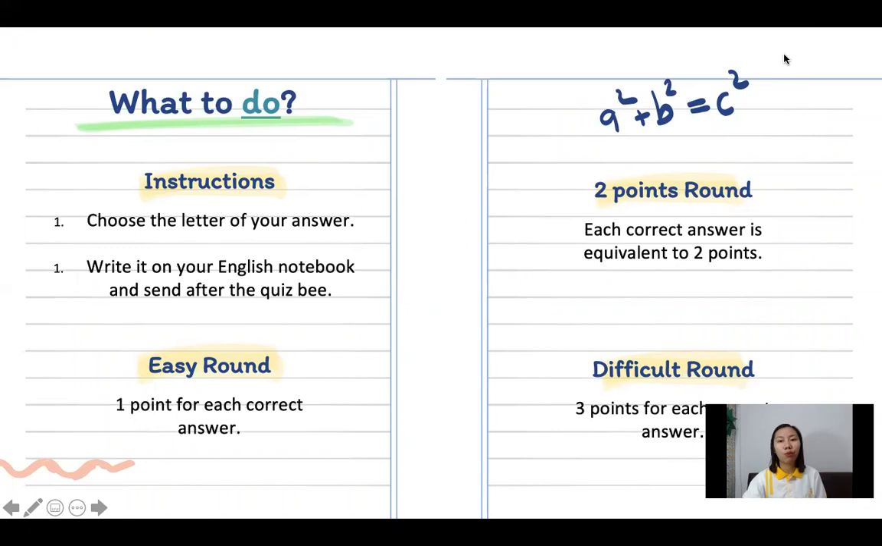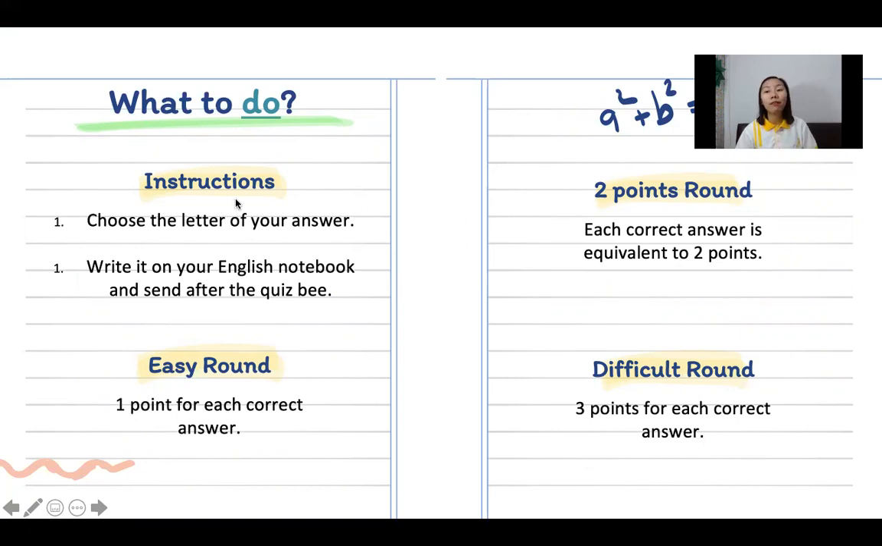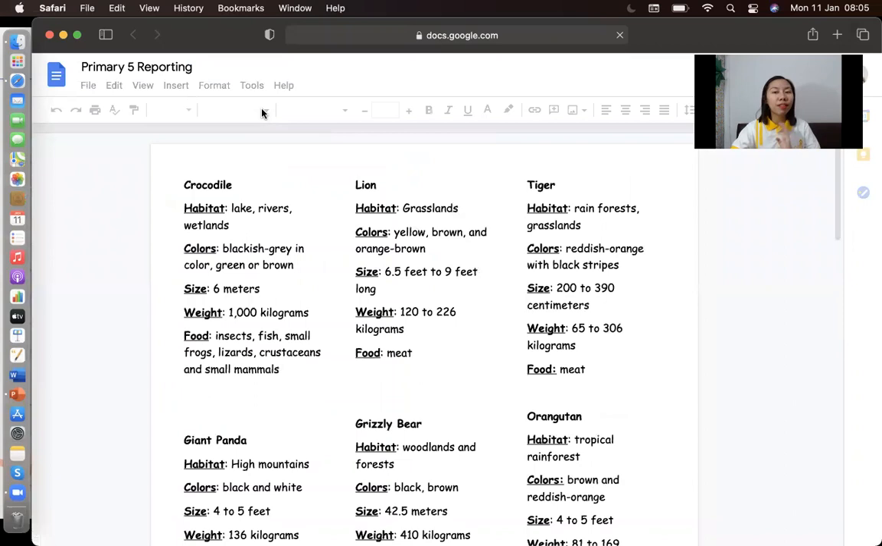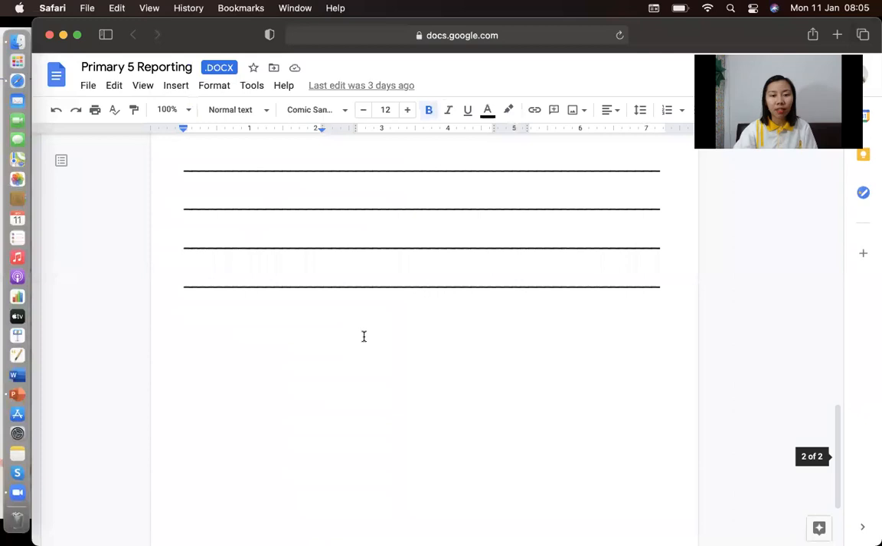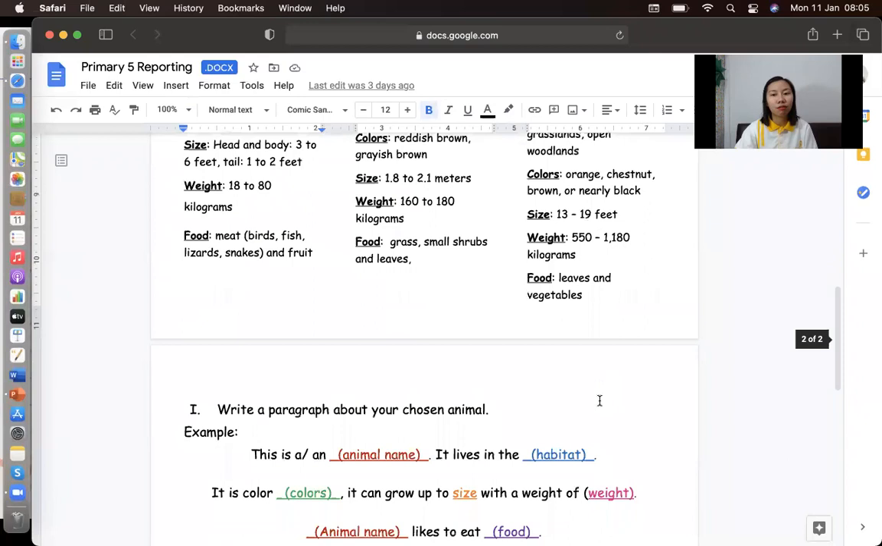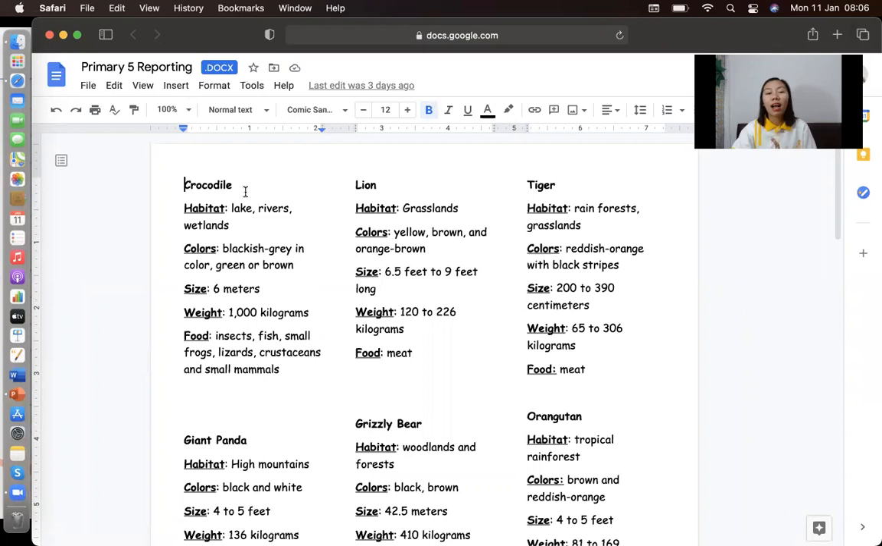Now, for this one, you need to have your English notebook and pen. And then you need to review. Remember the file I sent to you? You need to read this first. Pause the video, and then review this information, these facts.